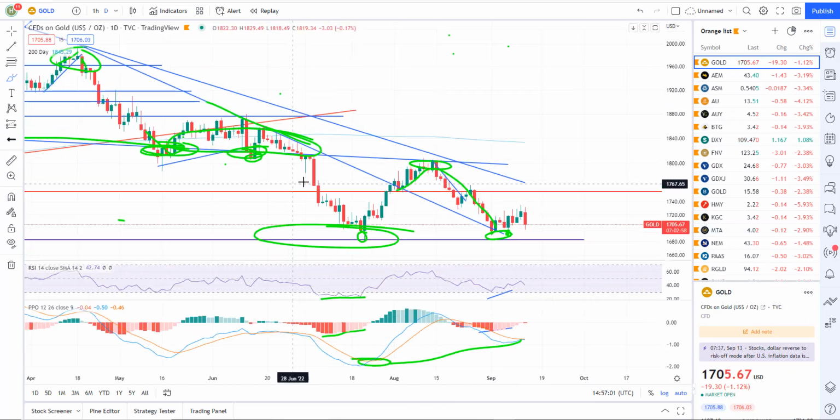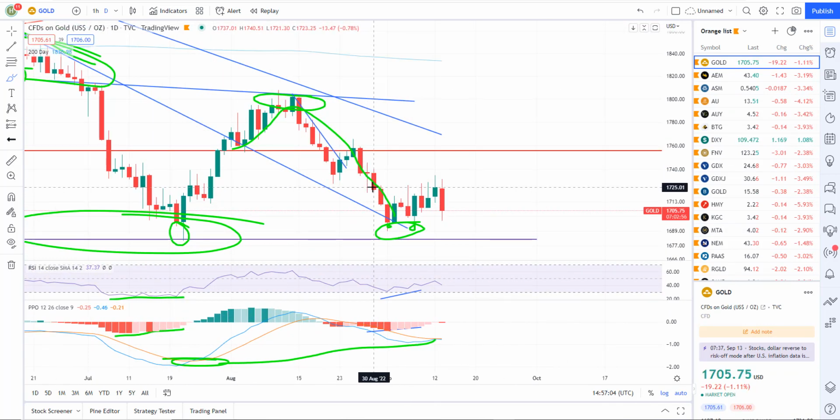Gold. Okay, so gold's selling down today. Makes sense. The CPI came out hot, so they sell gold. That's what the algos are programmed to do. So here are my thoughts on gold.